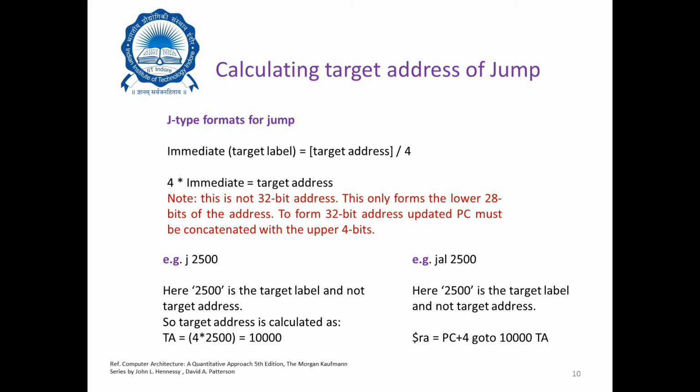Okay, so what we can see here is that the way to calculate the target address for jump and branch is slightly different. The rest of it remains the same.